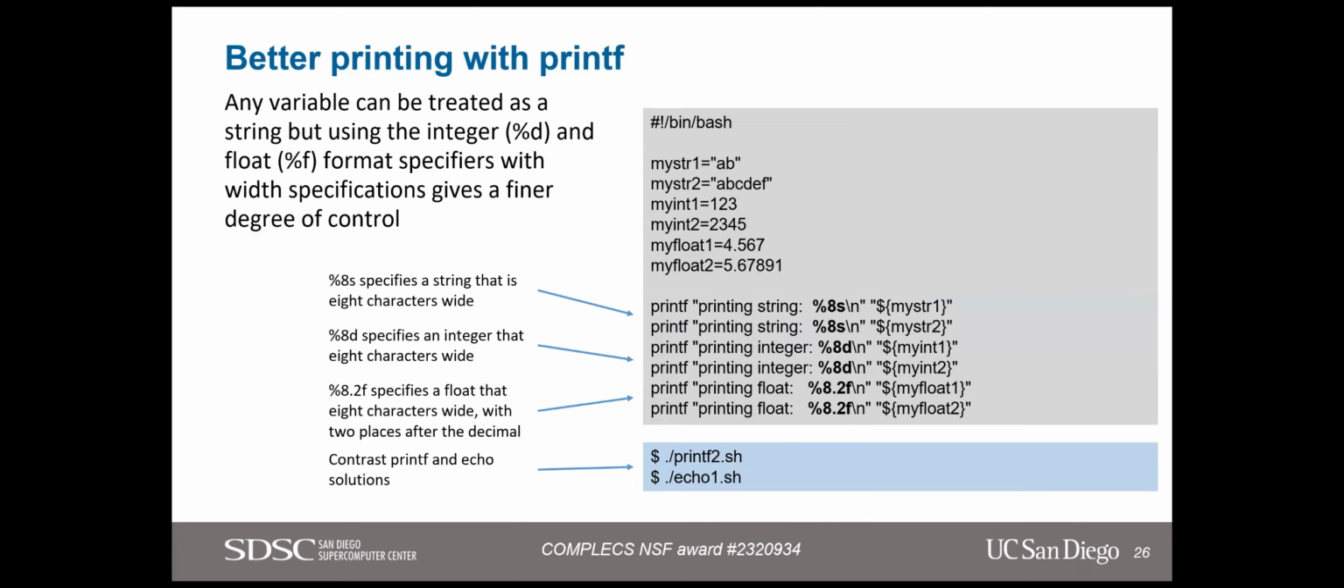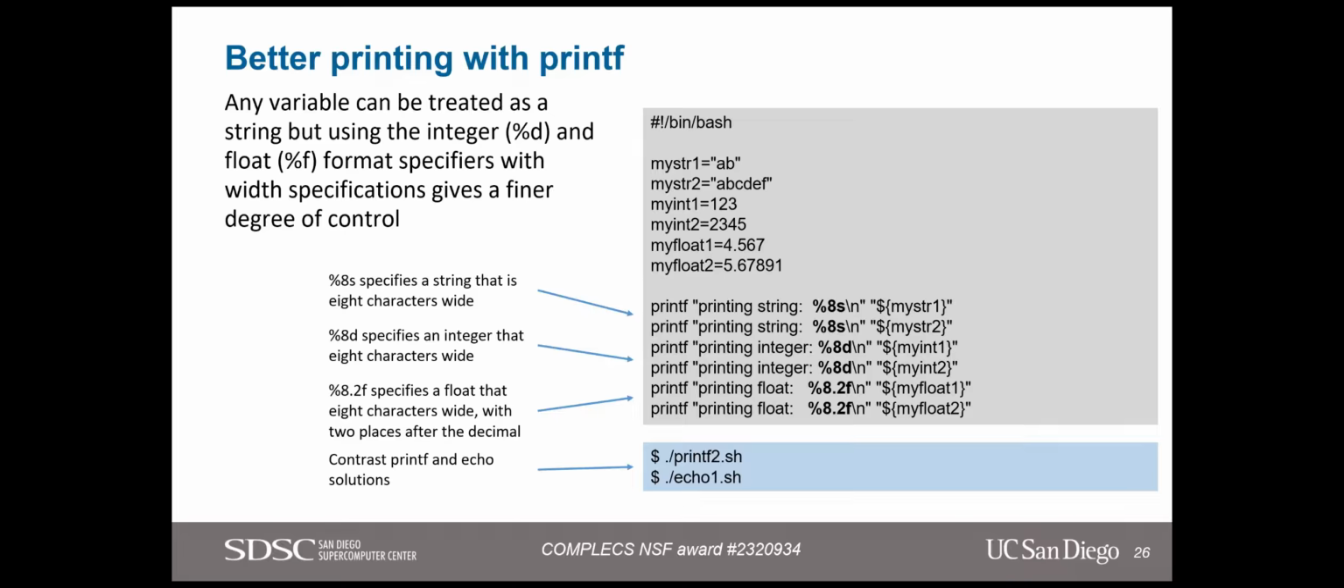Now with printf, we have the ability to fine-tune more. We can identify if it's a string, we can treat it as a digit, or we can treat it as a float. And we can also define how many characters we want. So in this example, we want to make sure that the field is only going to be 8 characters long, and we're going to print a string, an integer, and a float.